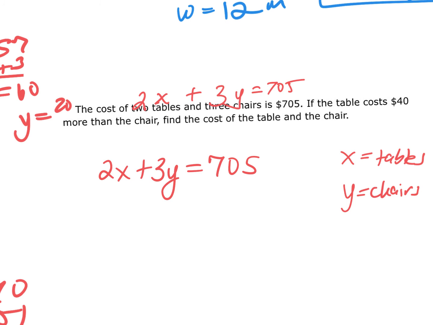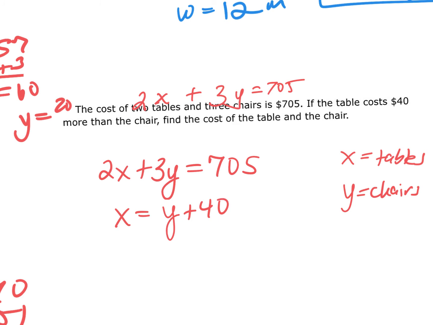All right, the next thing says the table costs $40 more than the chair. The table is, what do we use for table? X. How do I write $40 more than the chair? Y plus 40. Could I have written 40 plus Y? Yeah, same thing.